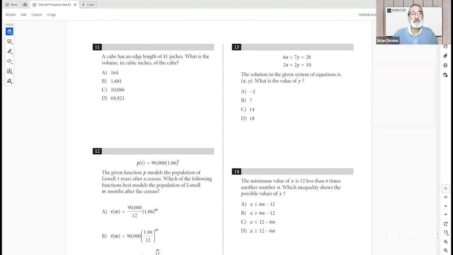Question 11. A cube has an edge length of 41 inches. What is the volume of the cube? Well, if I take the edge and I quote unquote cube it, I get the volume of the cube with an edge length of 41. And in a calculator, that's D.